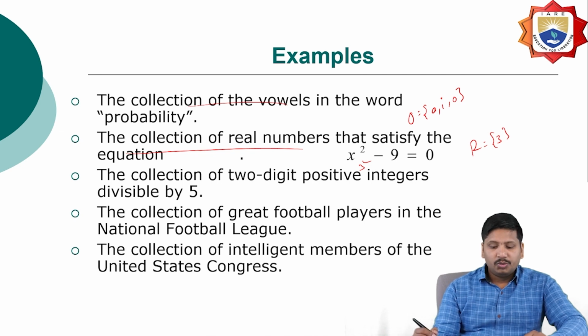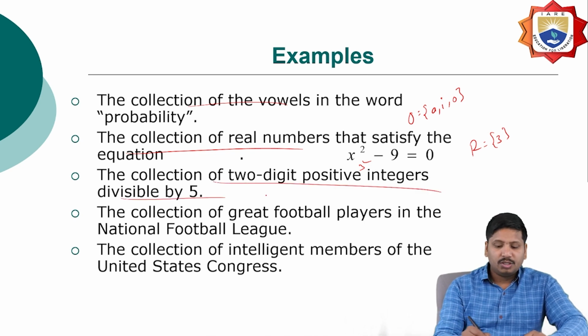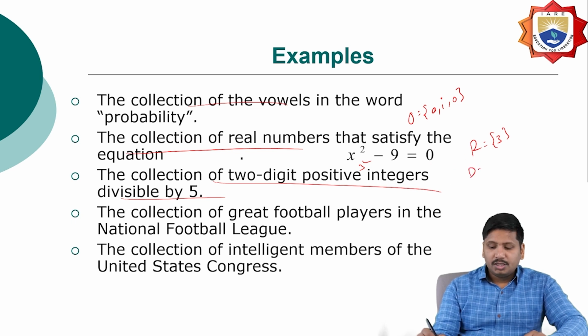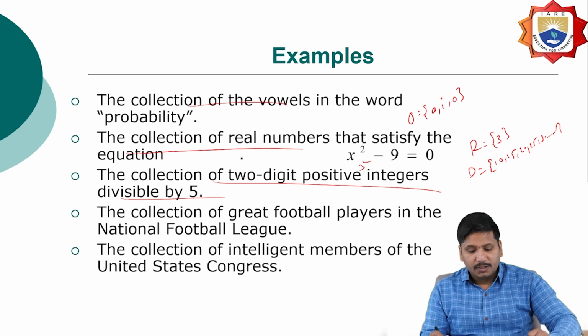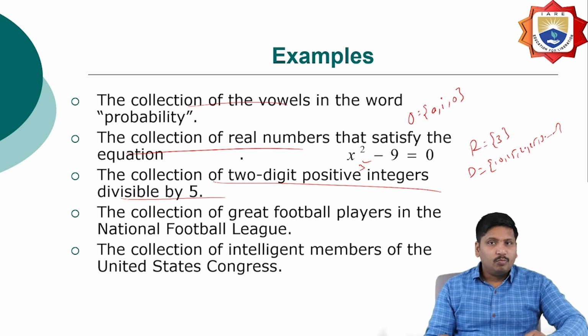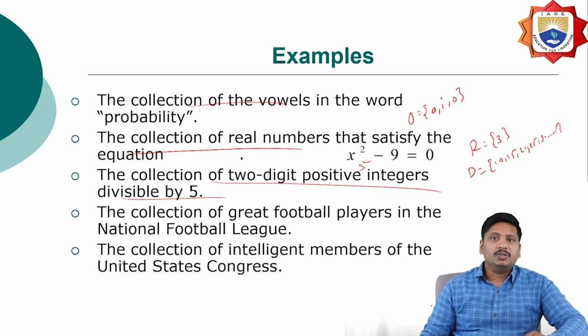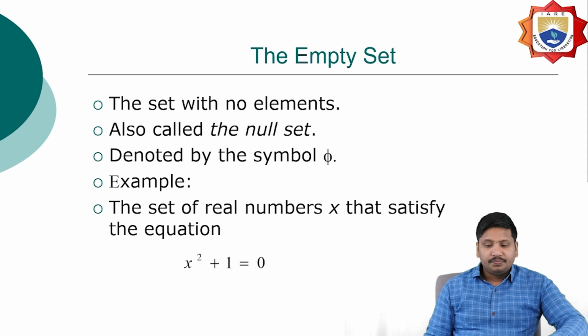Similarly, consider a positive integer that should be divisible by 5. So D is equal to the numbers divisible by 5, that is 10, 15, 20, 25, 30. These are all the elements of the set. The collection of footballs in the national football game and the collection of intelligent numbers in the United States Congress are also examples of sets.